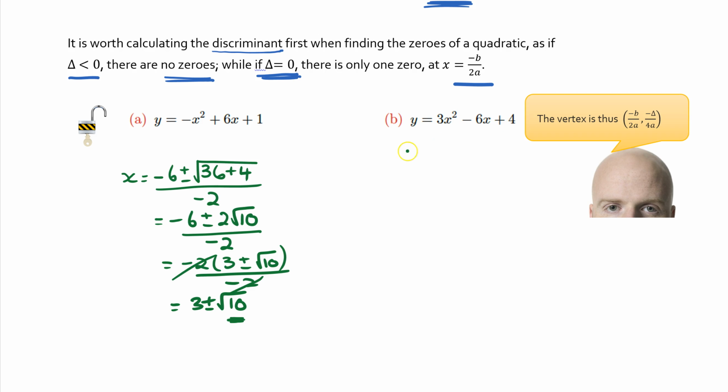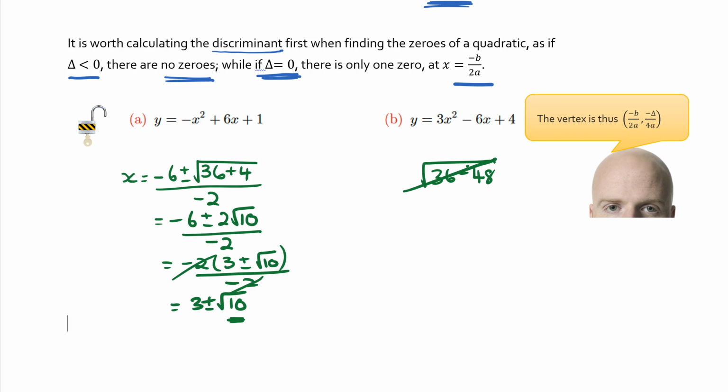Let's have a look at this one. So what are our two zeros? Find the discriminant first. So the discriminant is b squared, which is minus 6 squared, minus 4ac, so 4 times 3 times 4, which is going to be 48. So that discriminant is negative. I can't take the square root of a negative. There are no zeros. There's no point pushing on with the quadratic formula for this.